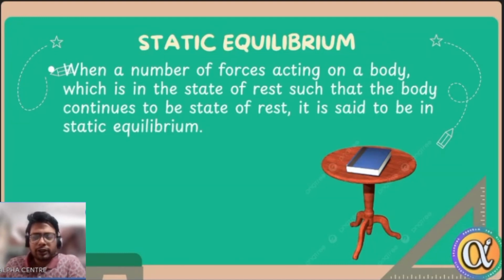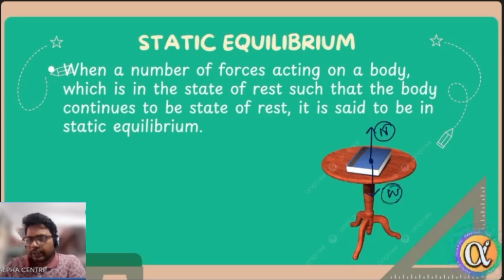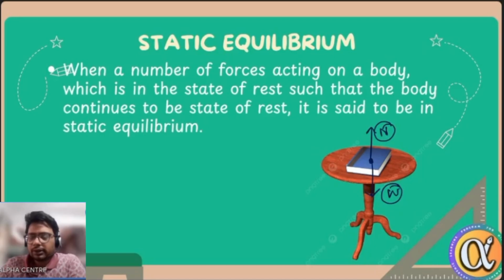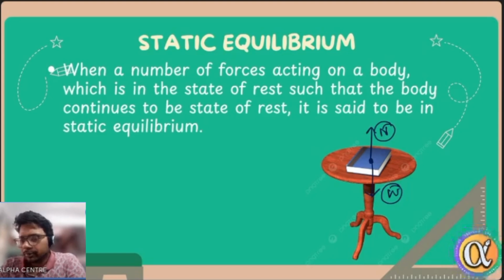This book is under the influence of several forces. The downward gravity force, which means the weight, and the upward force cancel out each other, and therefore there is no resultant force on the body. And hence there is no translation, meaning the body doesn't go up or down. Clear? Second is dynamic equilibrium.